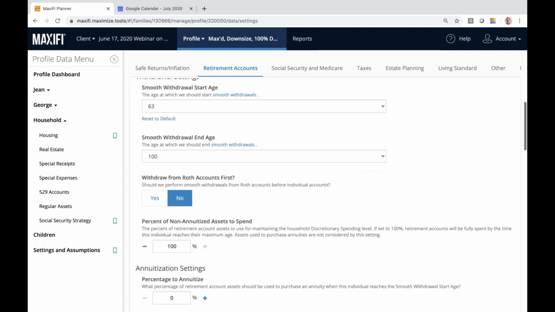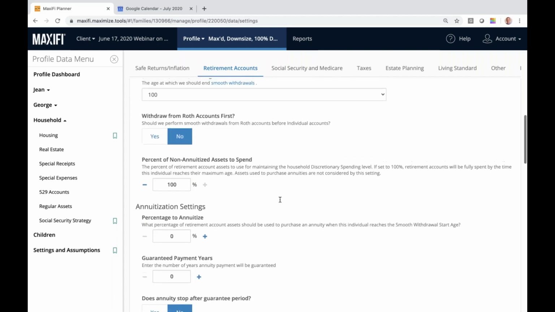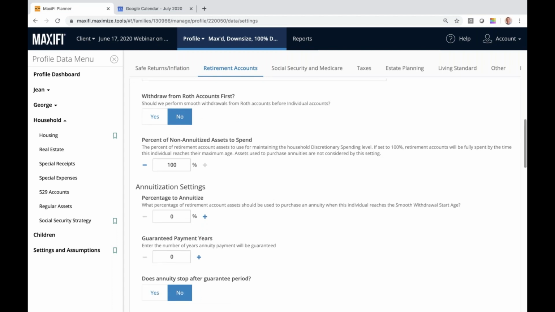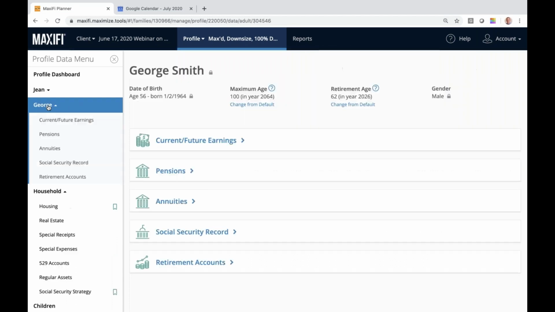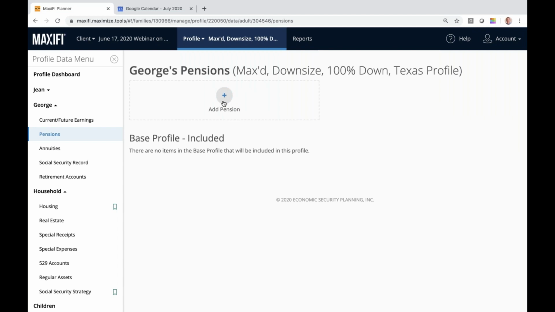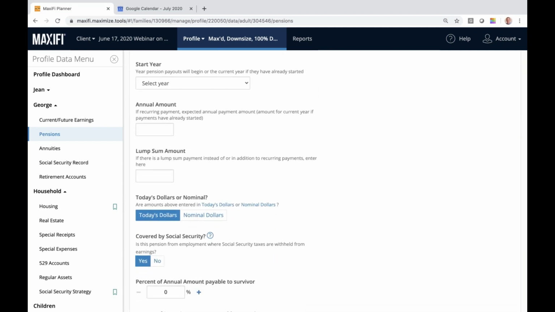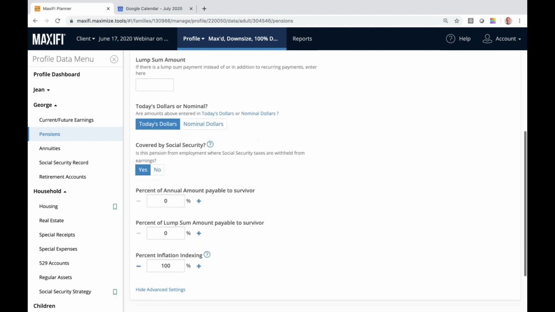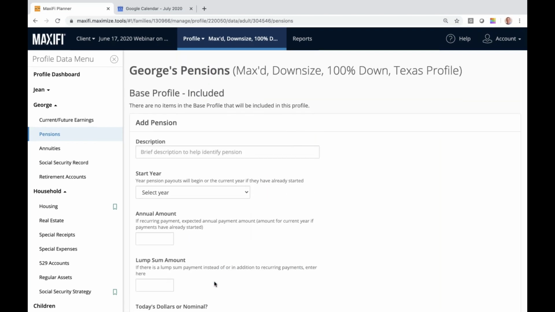Also a way here it is. No, that's percent. Well, I'm not sure why I didn't see this. Percent to annuitize. So here's the answer. Under pensions, if we restore pensions, for example, for George, we could restore pensions right here and add a pension, and we could specify whether or not it's... You see underneath pensions, it's annuities on the dashboard. There's annuity. You can add an annuity there.